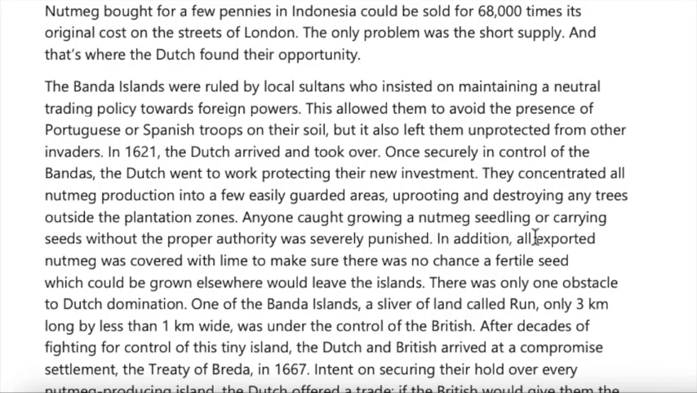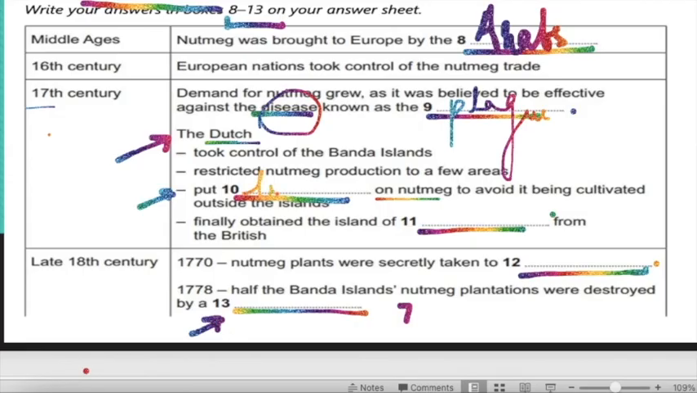Look at this. In addition, all exported nutmeg was covered with lime to make sure there was no chance a fertile seed which could be grown elsewhere would leave the island. Put lime on nutmeg to avoid it being cultivated outside. Now finally obtain the island of dash from the British. Island of what? From British. So British and island, that's your keyword.